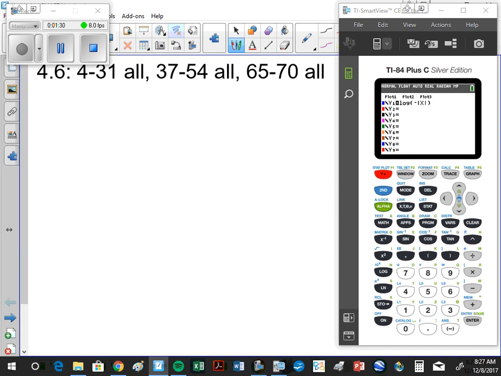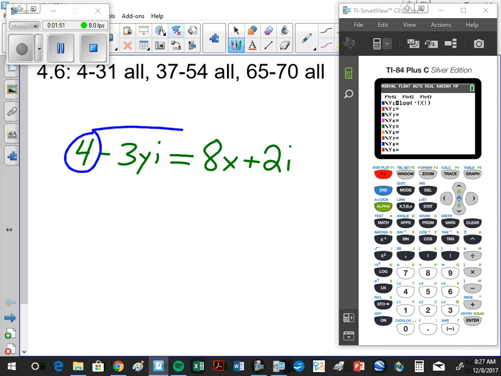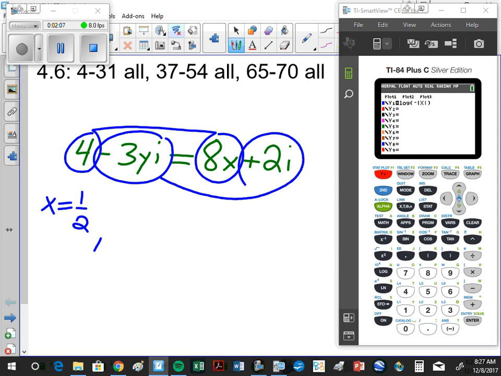So we would have, like, 4 minus 3yi is equal to 8x plus 2i. So I know that this piece and this piece are equal. So what would x be? 1/2. 8 times 1/2 is 4. So x would be equal to 1/2. And then I know that this piece is equal to this piece.